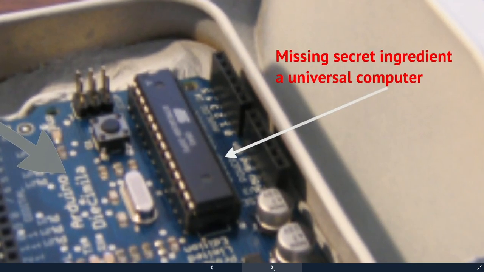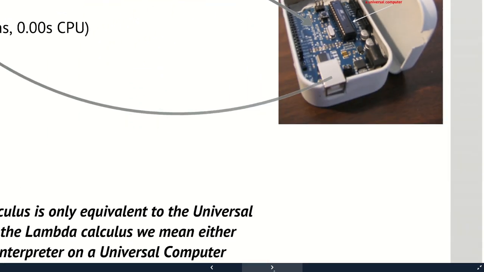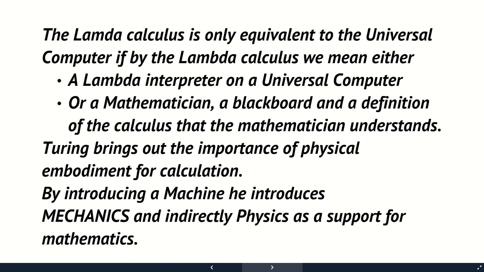I'm just going through the reductions, and there we go. Lambda calculus is only equivalent to the universal computer if by the lambda calculus we mean either a lambda interpreter on a universal computer or a mathematician, a blackboard, and a definition of the calculus that the mathematician understands.